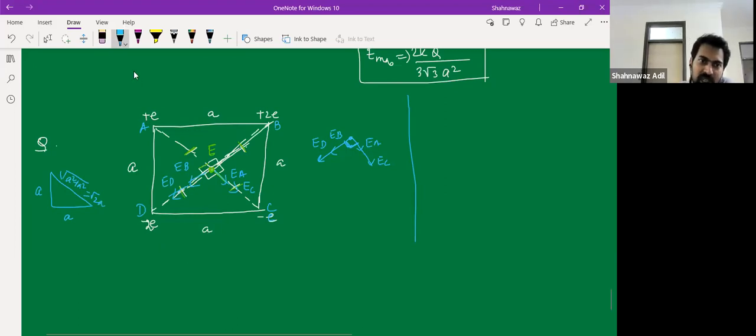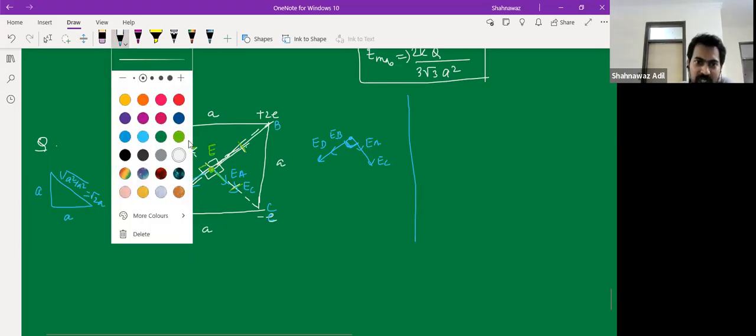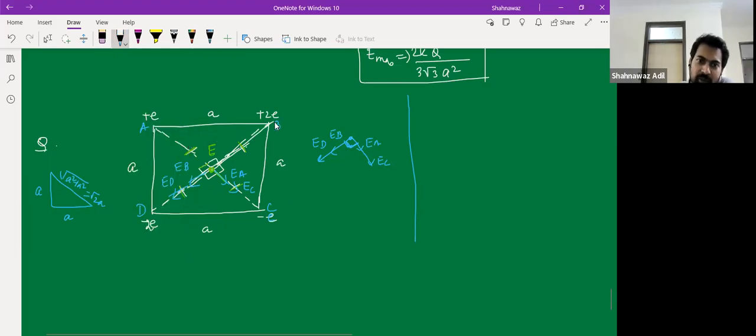So this would be half of that, because the square bisects these diagonals, right? So this would be root 2A by 2. This is again root 2A by 2. Again, the potential at point A will be KQ by A, right?